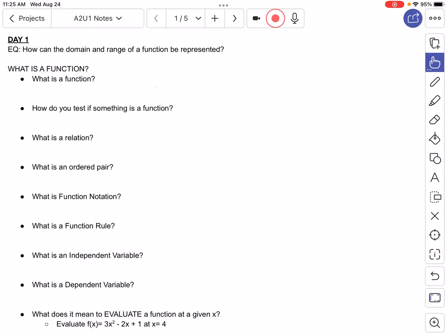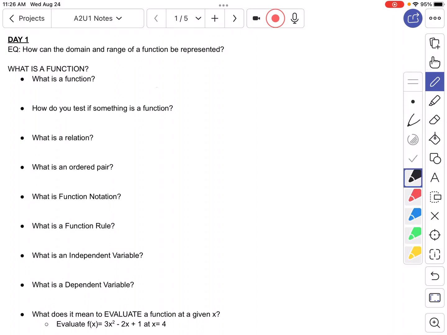Welcome to our first lesson in Algebra 2. Today we are going to be discussing what is a function and what are its attributes, and then focusing specifically on domain and range. So let's go down to it.